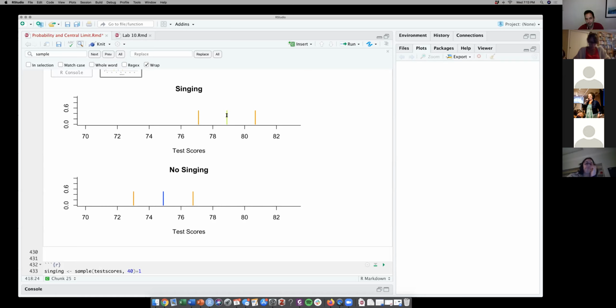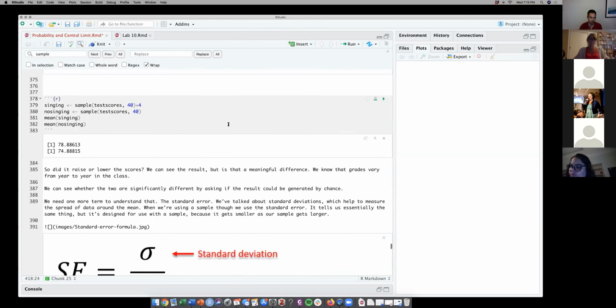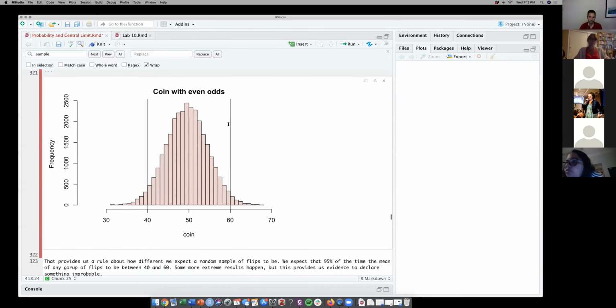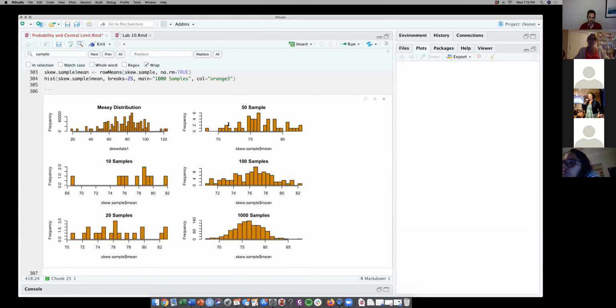Can you go back to that something that showed, right, if you only take 50 samples or 100 or 200, they're all over the place, but at some point they become a bell curve. That's what I still don't understand.